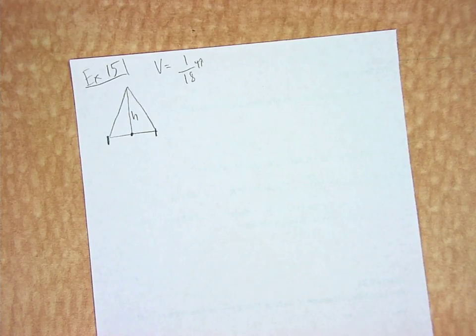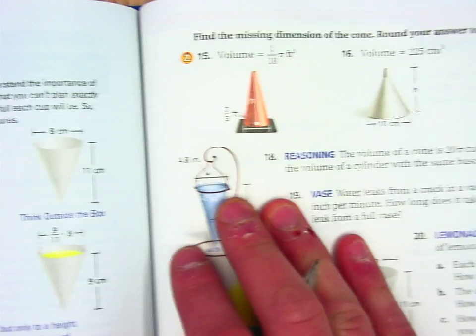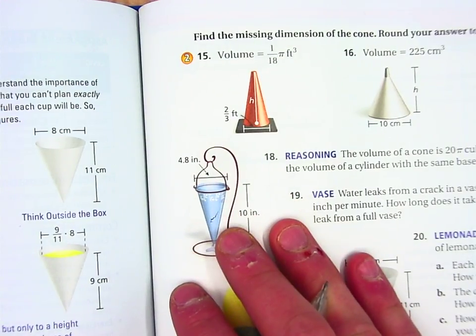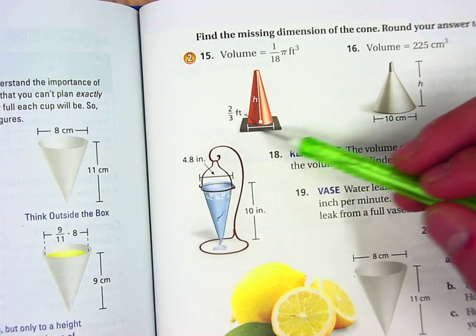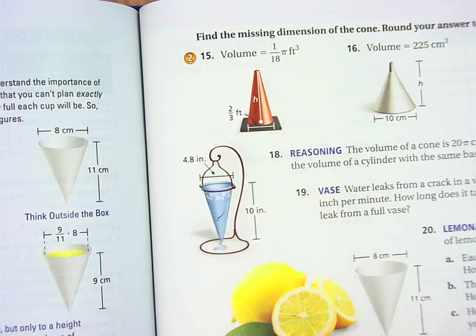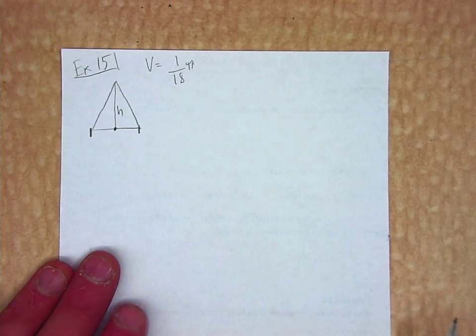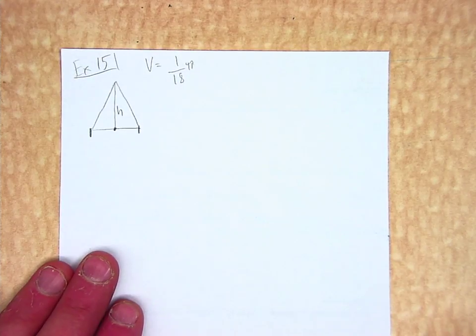Alright, looking at exercise 15 from section 8.2. It looks like this in the book. It's a traffic cone. I'm told the volume. I'm also told the diameter, and I'm being asked to find the height. So I went over here and sketched a little picture that's not super good, but anyway, it works.